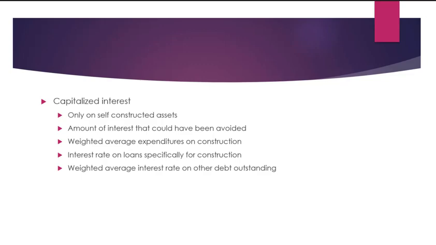So that's the key. So there's kind of a two-step thing. Once you got your weighted average expenditures, then you compare it to your borrowing specifically for the construction and then any other borrowing.